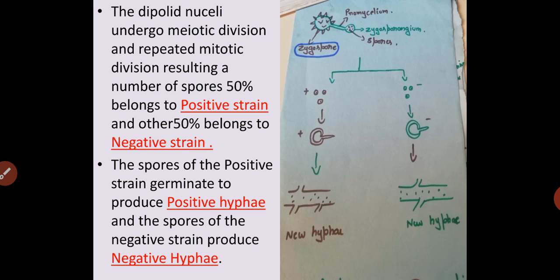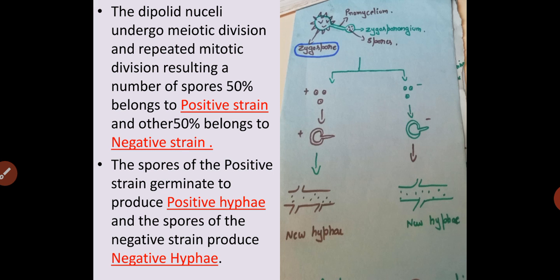The diploid nuclei in the zygosporangium undergo continuous meiotic and repeated mitotic divisions, which result in the formation of 50% positive strain and 50% negative strain spores. The spores of the positive strain germinate to produce positive hyphae, and the spores of the negative strain produce negative hyphae. The diploid nuclei undergo meiotic division and repeated mitotic division, resulting in 50% positive spores and 50% negative spores.